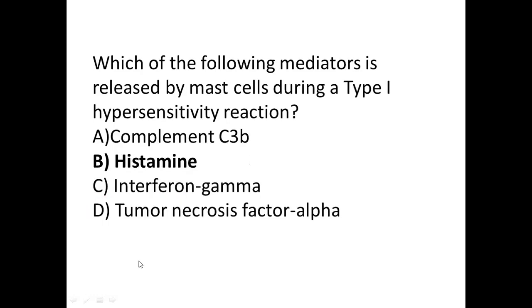Next question. Which of the following mediators is released by the mast cells during a type 1 hypersensitivity reaction? The answer is histamine. If you remember in the video, at the third step, the response step, mast cells release certain biologically active substances: histamine, heparin, bradykinin, prostaglandins, some proteins. I mentioned all these, so among the options, histamine will be the correct option for this question.